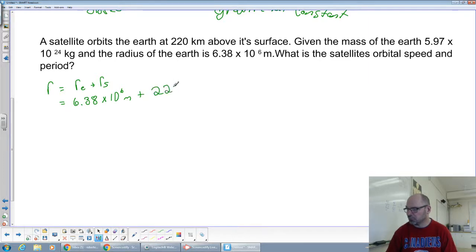2, 0, and then 1,000 more. 1, 2, 3 meters, which equals, if we do that on our calculator carefully, making sure that we use proper scientific notation, you get 6.60, because it's 3 significant figures, times 10 to the 6 meters. And that's the radius, the total radius.